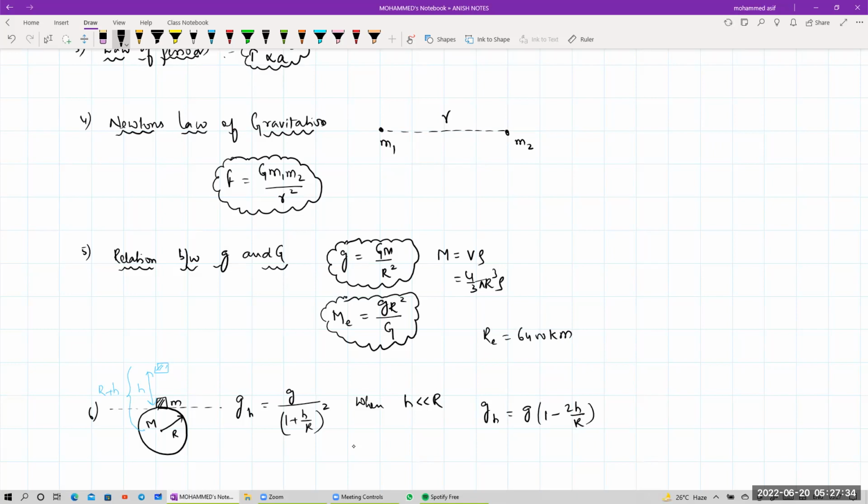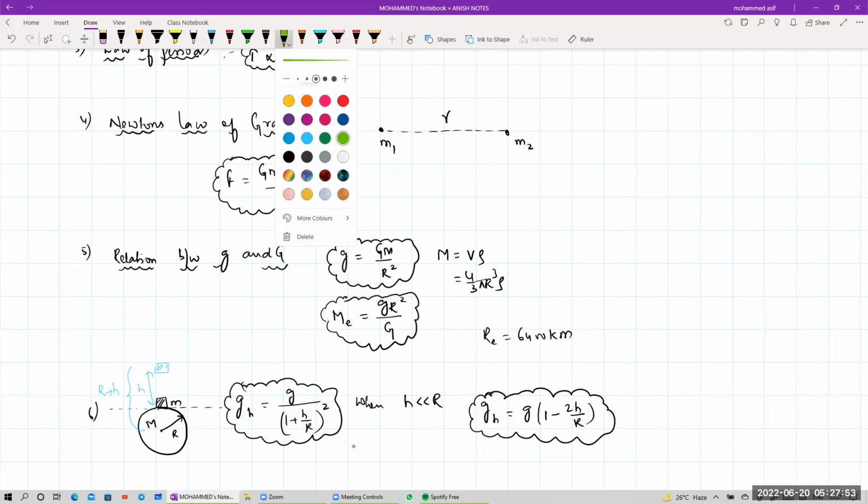Then we expand using the binomial expansion. So g at a certain height will be equal to g into 1 minus 2H divided by R. This first formula is applicable for any height, and this approximate formula is applicable only for small heights.